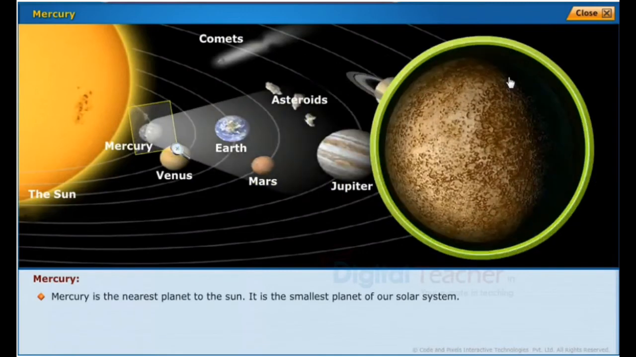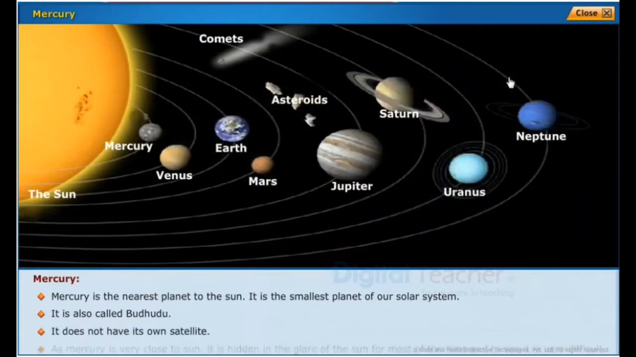Mercury. Mercury is the nearest planet to the Sun. It is the smallest planet of our solar system. It is also called Bududu. It does not have its own satellite.